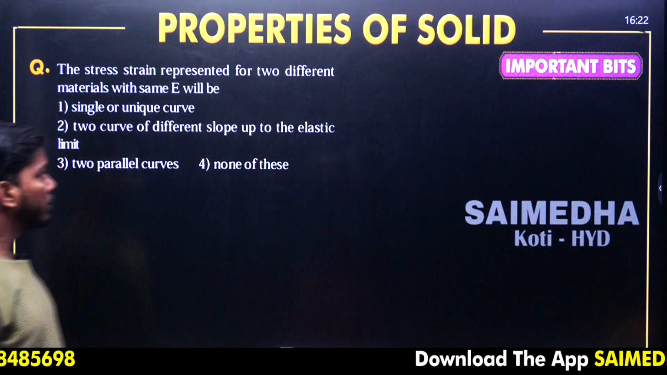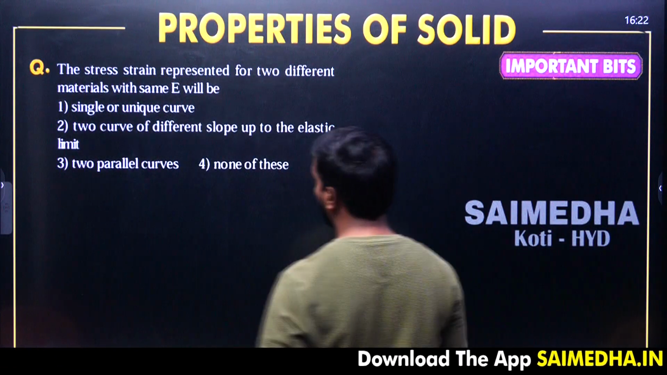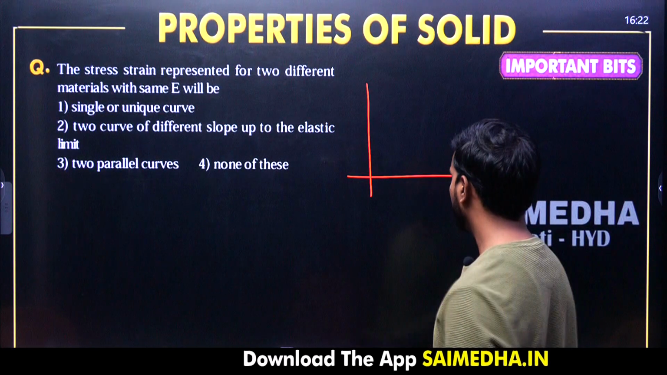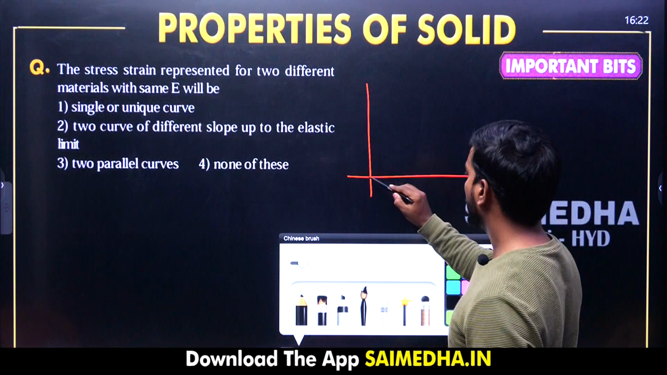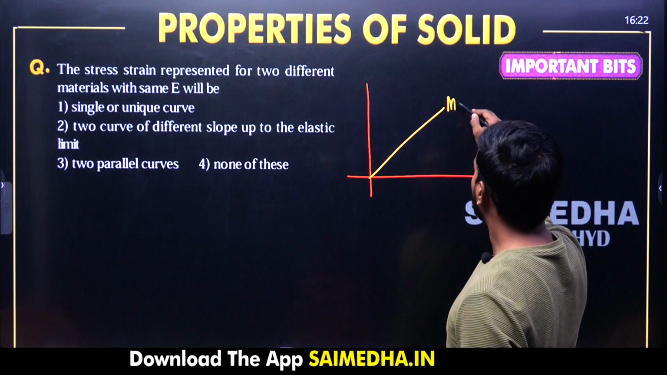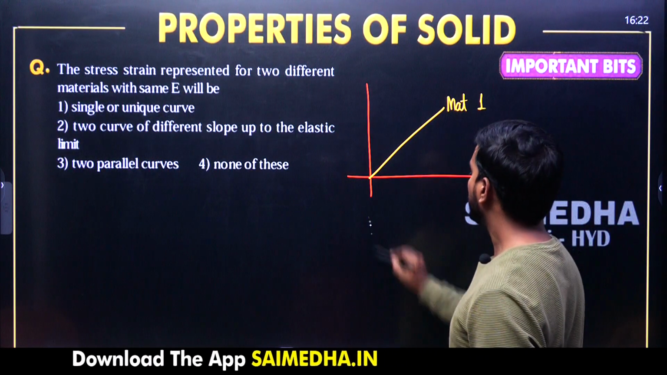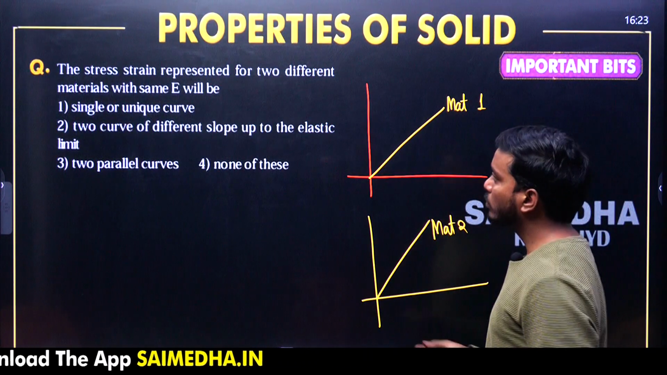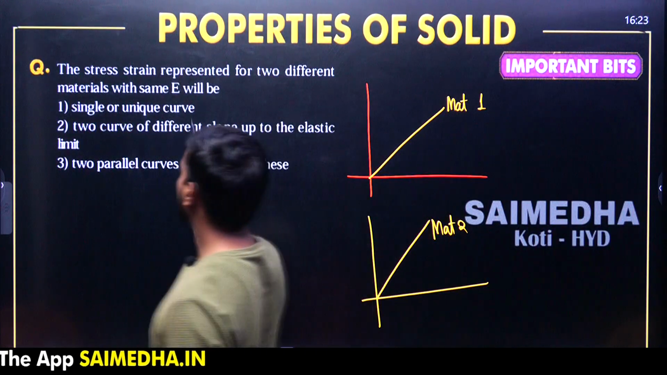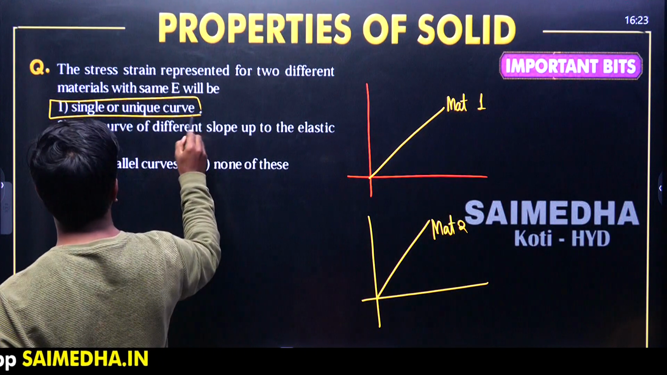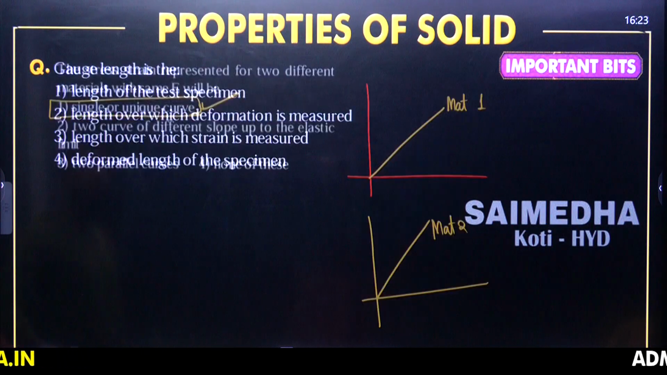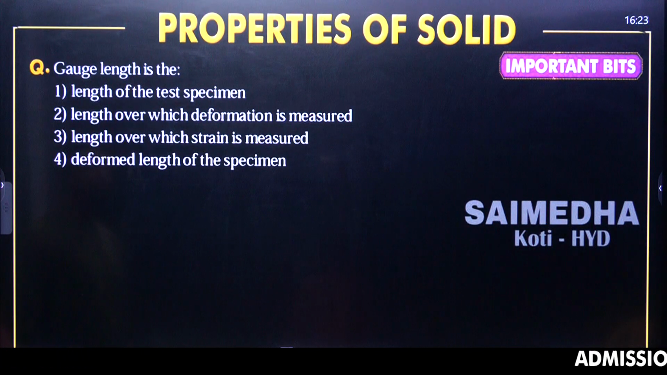The stress strain curves are represented for two different materials with the same E. With the same E, Young's modulus is the curve. This is for material 1. This is for material 2. If Young's modulus is the same, then the curve is also a single curve only. Same curve only. This is the correct answer. Okay. Next one. Gauge length is the length.